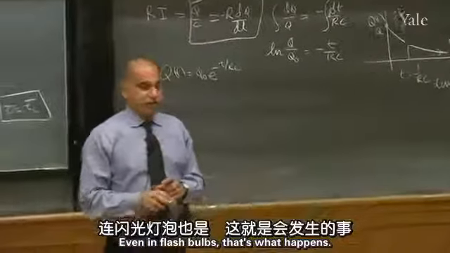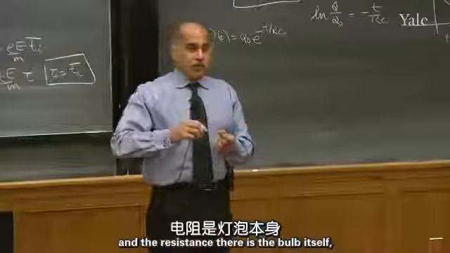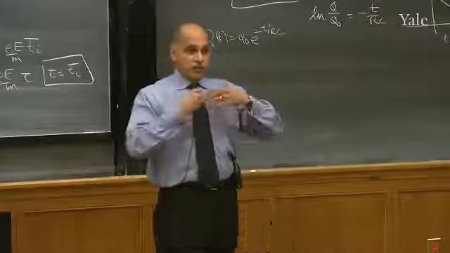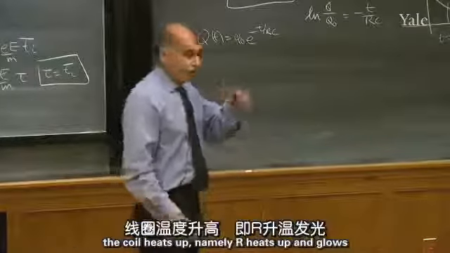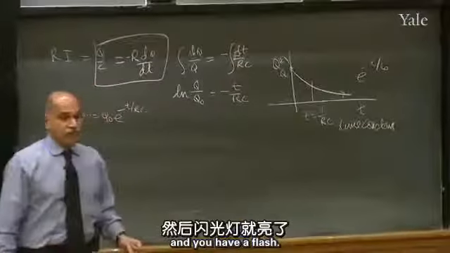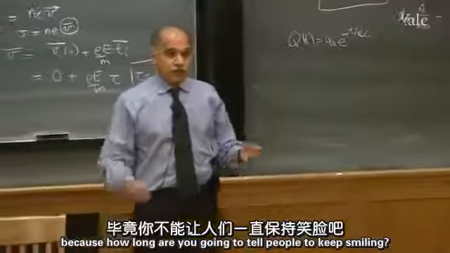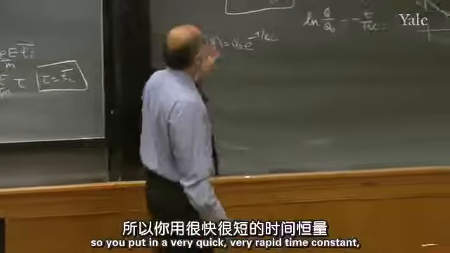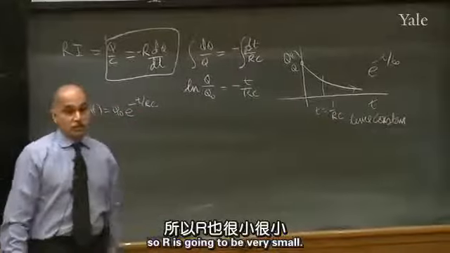Even in a flash bulb, that's what happens. You charge up a lot of charge in a capacitor, and the resistance there is the bulb itself, the little coil in the bulb. When you close the circuit, the capacitor dumps all its charge, and in that brief moment, the coil heats up, namely the R heats up and glows, and you have a flash. But there you want the time constant to be very small, because how long are you going to tell people to keep smiling, right? So you've got to get on with it, so you put in a very rapid time constant. So R is going to be very small.